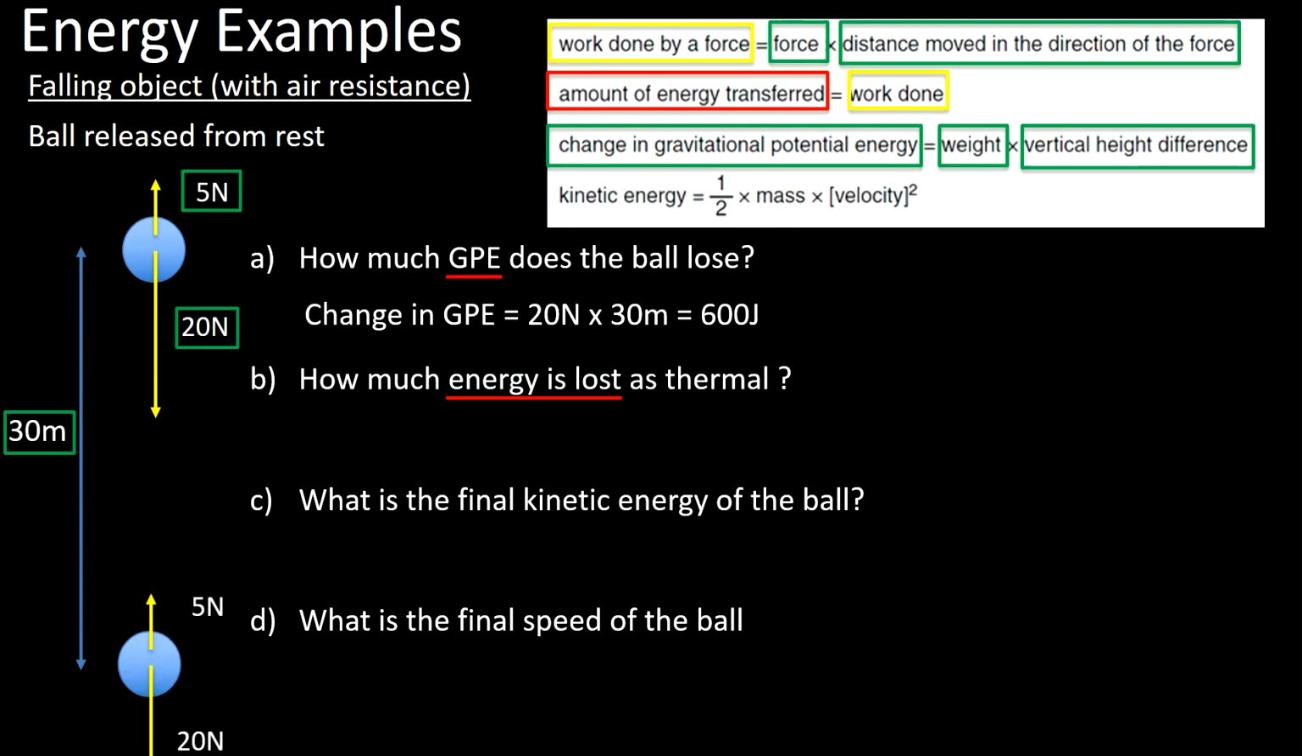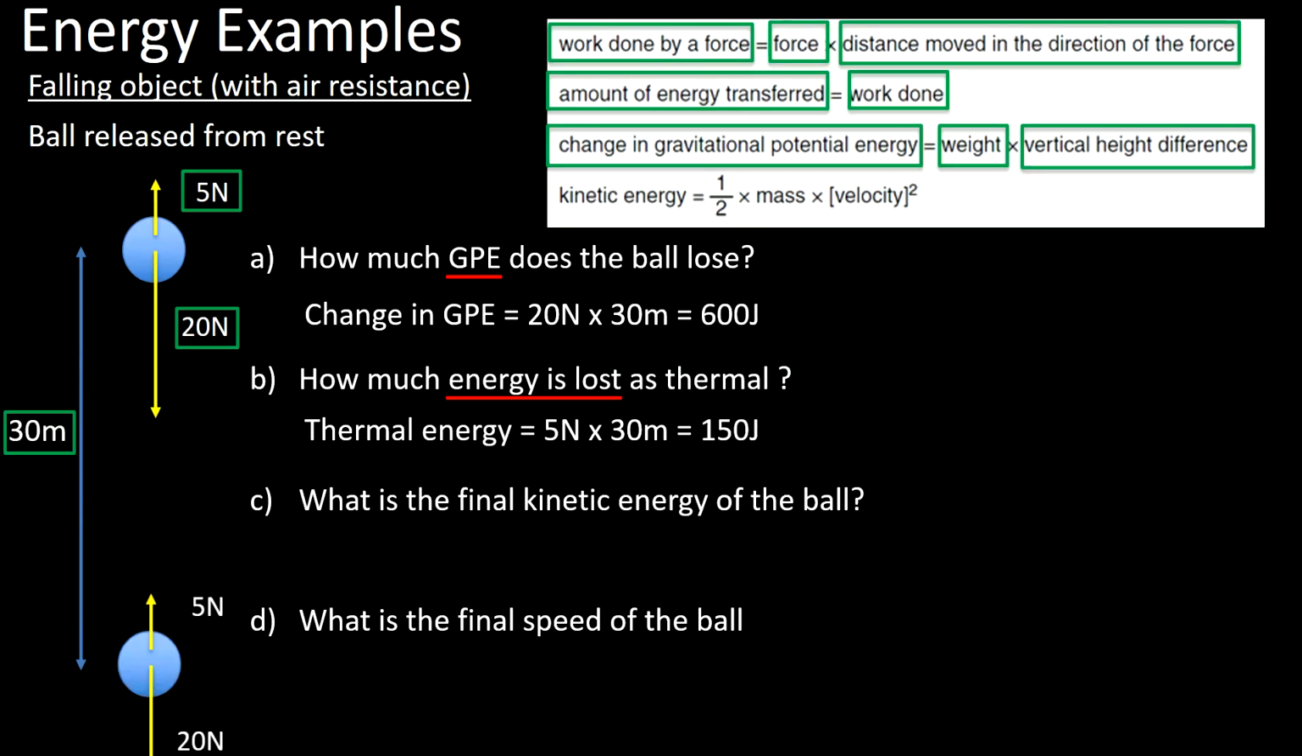But again, now we have our 2 things in the top equation that we know, so we can calculate the work done by the force. It's the 5 newtons times the 30 meters, giving us 150 joules. So that is how much energy is transferred as thermal. We've now turned all the things in the equations green. We know all of them.